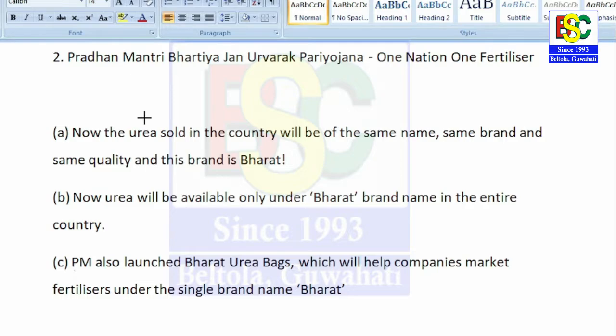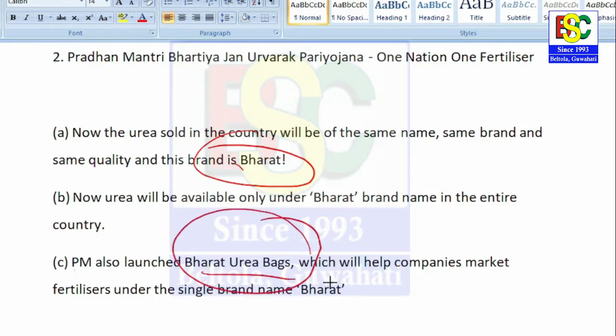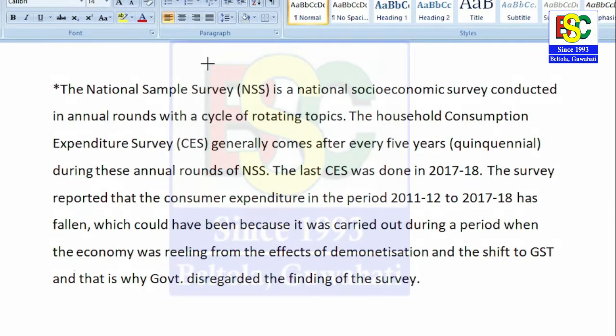next, Pradhan Mantri Bharatiya Jan Urvarak Pariyojana. Okay, so this is about the urea which is to be sold under the name of Bharat. Okay, this is very important. Brand name is Bharat. Okay, Bharat Urea bags are to be launched, and the main thing which you must remember here, the brand name will be Bharat. Okay, and again NSSO survey.